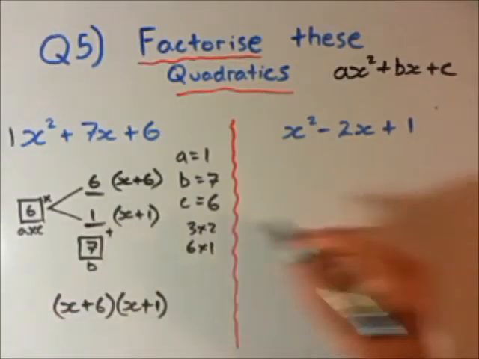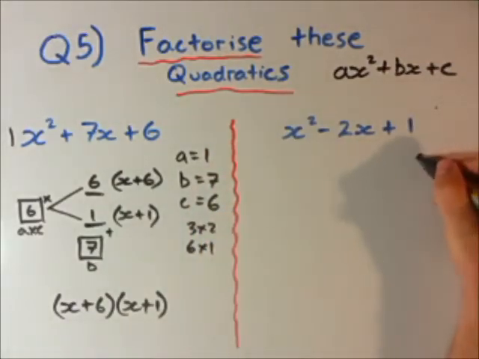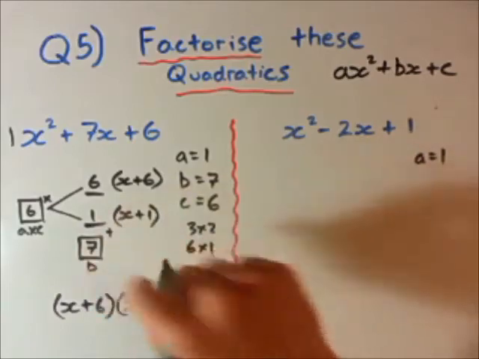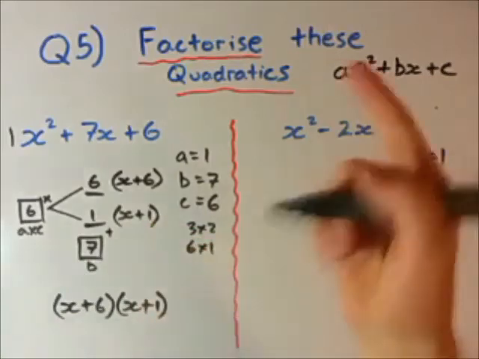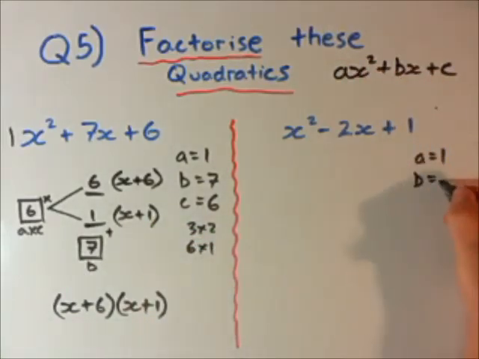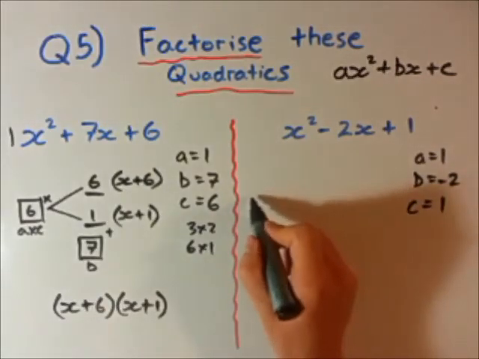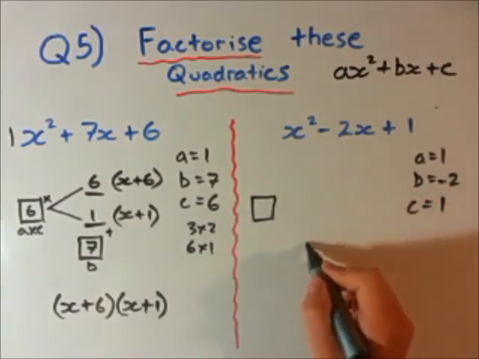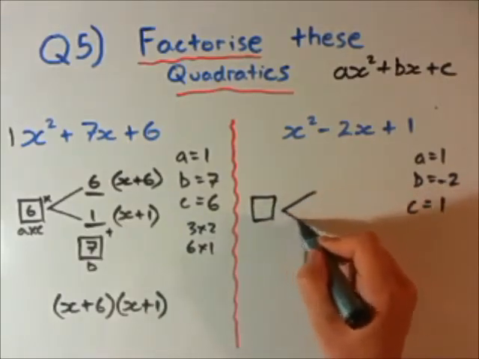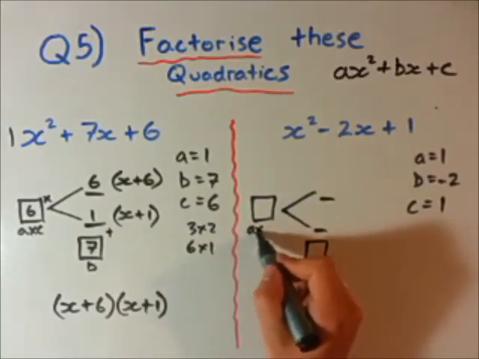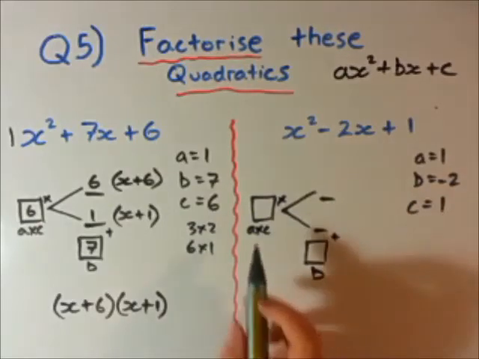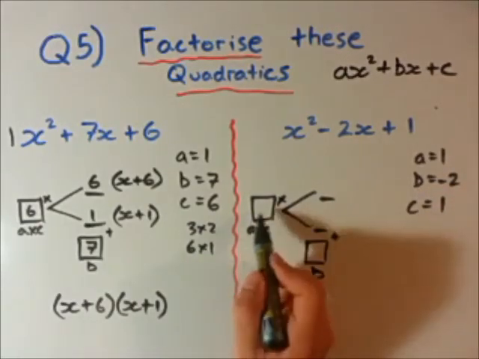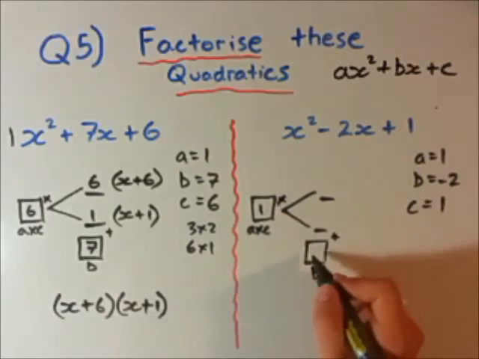Let's go and have a look at the second one now. Let's write out our numbers on the right. So you have a equals 1 again. And in the next question, we're going to look at how to do it when a equals a number not 1. You use the same method, and question 6 will deal with that. b is minus 2, and you have c equals 1. So let's go draw up a diagram. Now, I've done this so many times, I can do it in my sleep now. Let's put our times here and our addition here. Now we're going to have a times c. So 1 times 1 is 1. And b is minus 2.